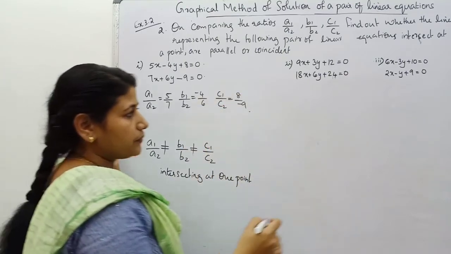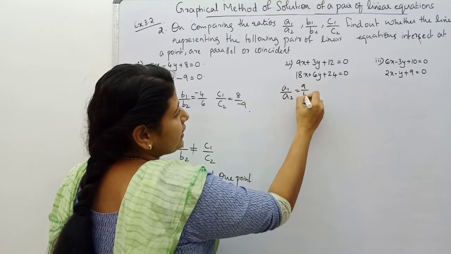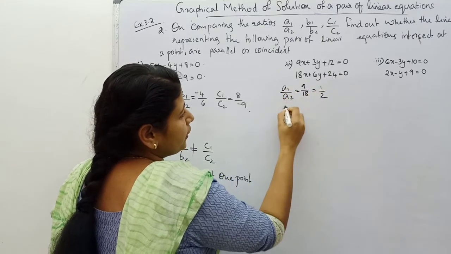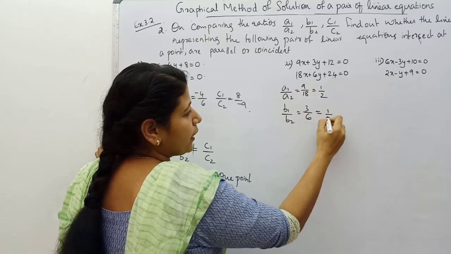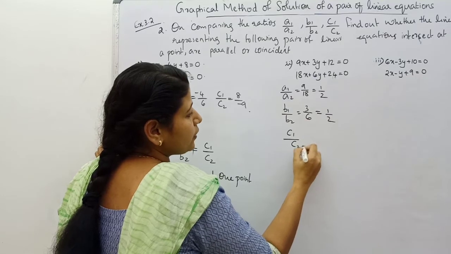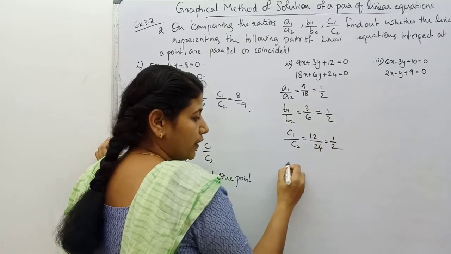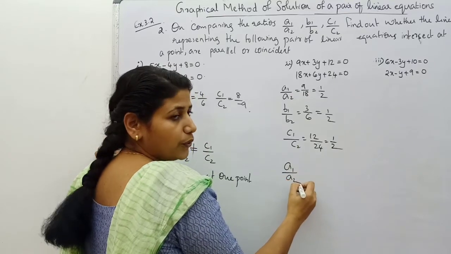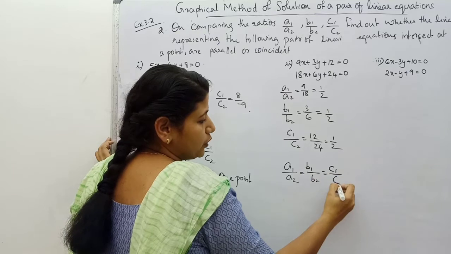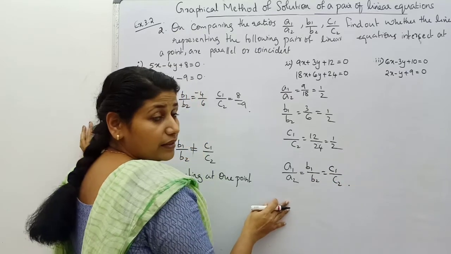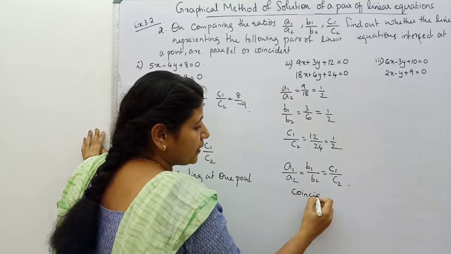Second one, here a1 by a2 equal to 9 by 18, which is 1 by 2. b1 by b2 equal to 3 by 6, which is also 1 by 2. And c1 by c2 equal to 12 by 24, which is also 1 by 2. So we got a1 by a2 equal to b1 by b2 equal to c1 by c2. So these lines are coincident.